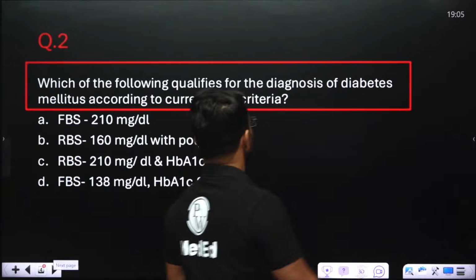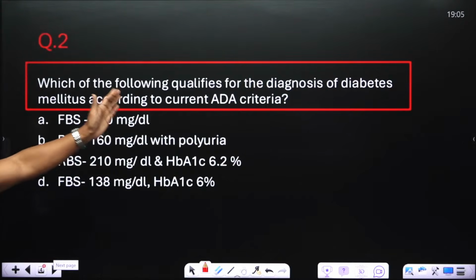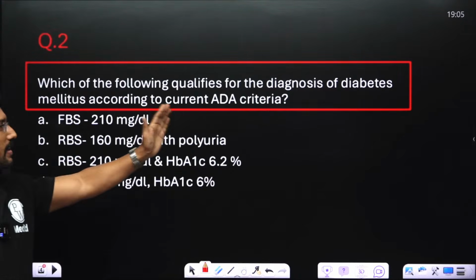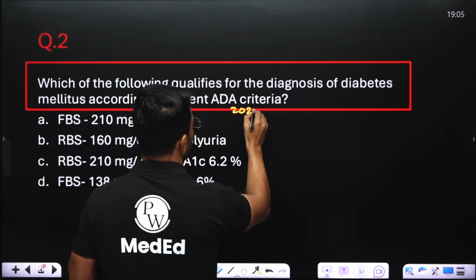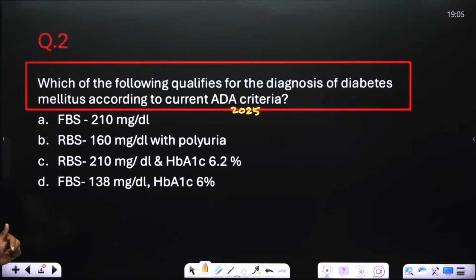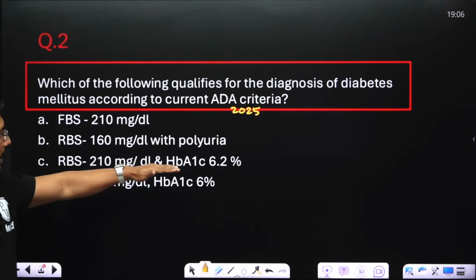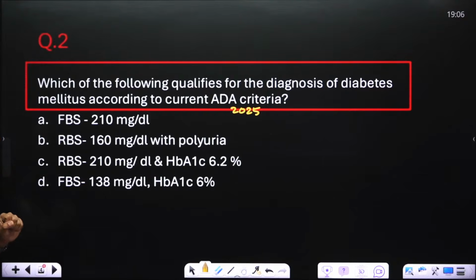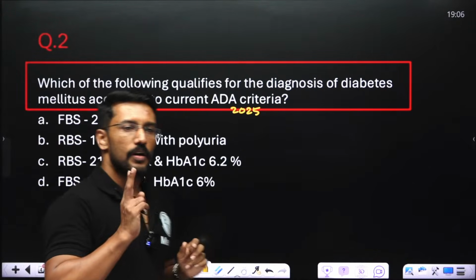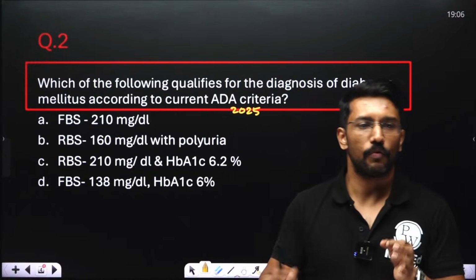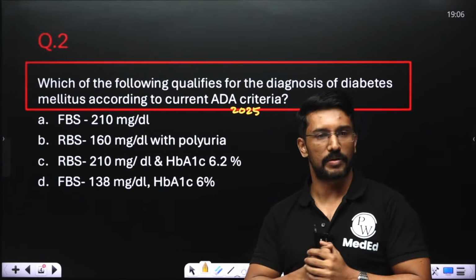Okay, so here is the next question. Which of the following qualifies for the diagnosis of diabetes mellitus according to current ADA criteria, American Diabetes Association criteria? Current criteria is 2025 criteria. Anyway, it has not changed over last few years. Option A: FBS 210 milligrams per deciliter. Option B: RBS 160 milligrams with polyuria. Option C: RBS 210 milligrams per deciliter and HbA1c of 6.2%. Option D: FBS 138 milligrams per deciliter and HbA1c 6%. So multiple answers may be correct. So can you tell me what all qualifies to be called as diabetes mellitus?